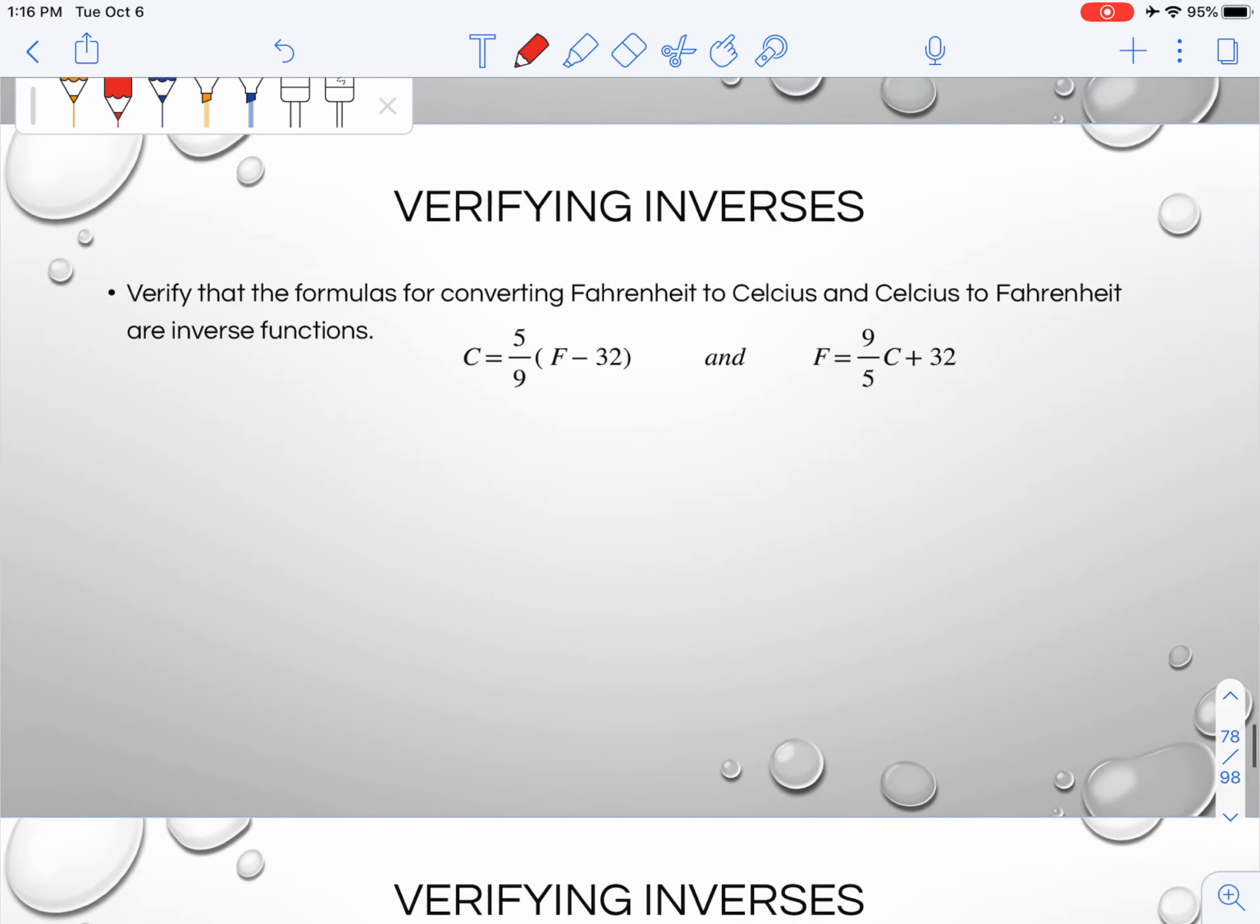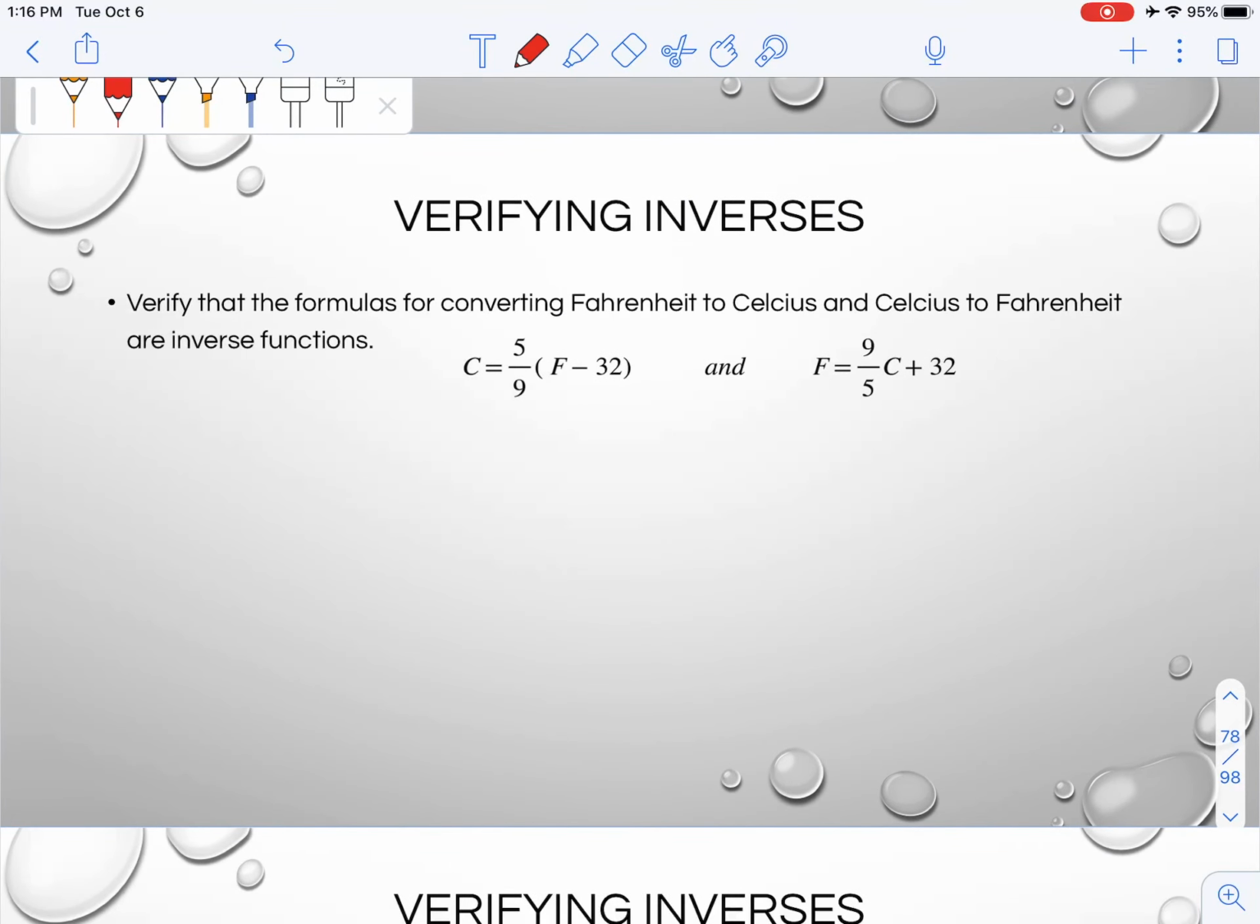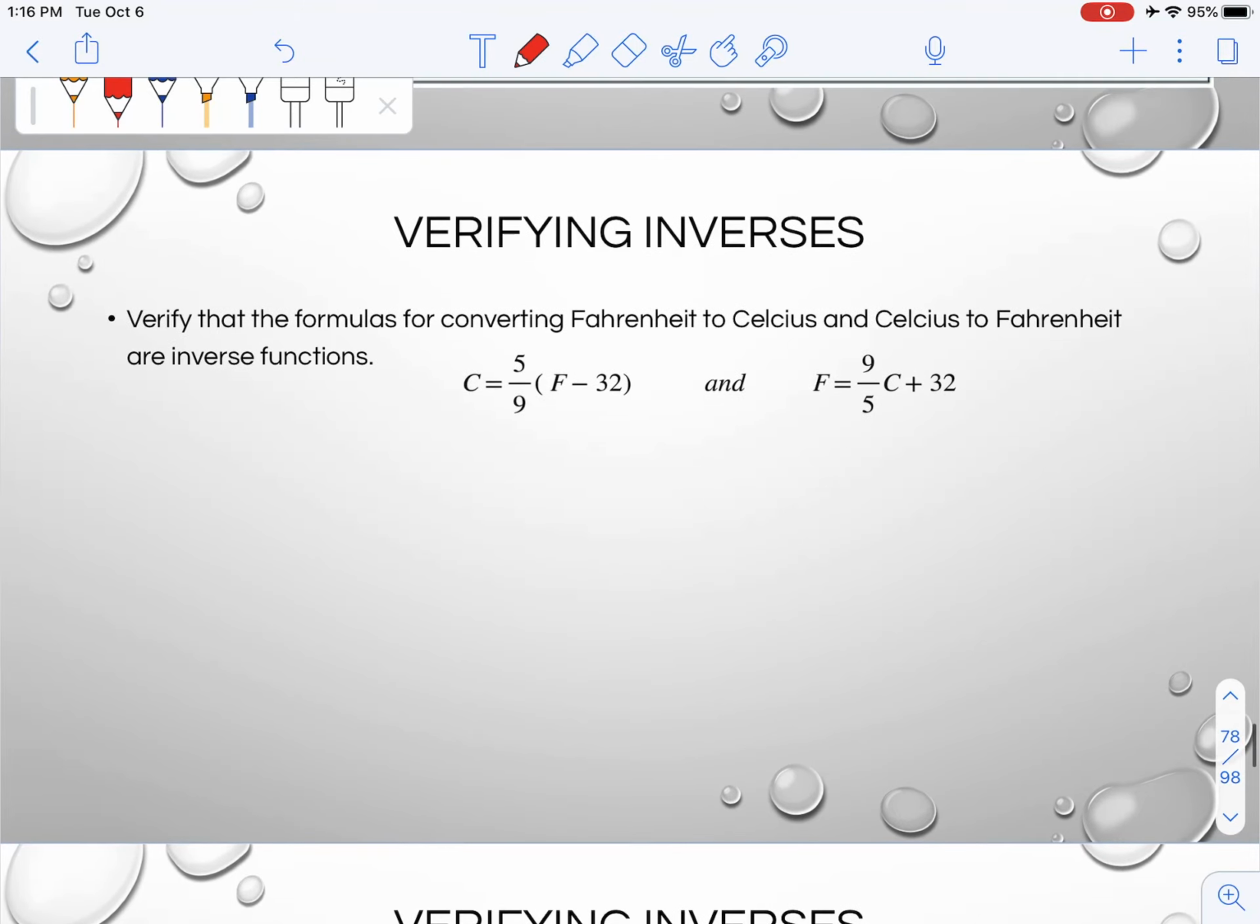Okay. Now verifying inverses. There are two ways I can do this. Here I have the conversion from Fahrenheit to Celsius, C equals 5/9 times F minus 32, and the conversion from Celsius to Fahrenheit, F equals 9/5 C plus 32. So one of two things I could do to verify that these are in fact inverses, I could solve the equation on the left, the Celsius formula, and find the actual inverse.